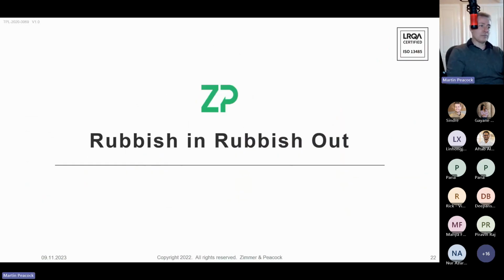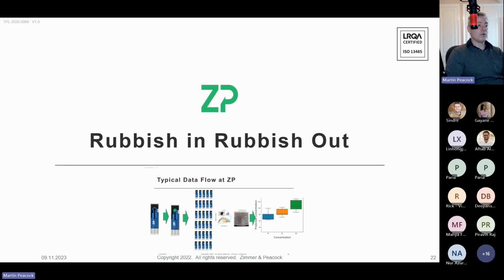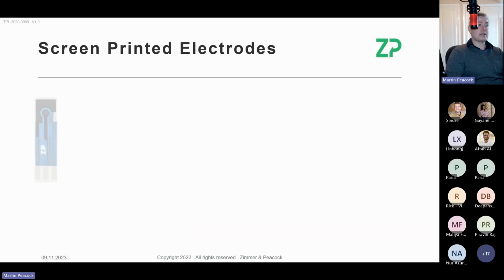because of this idea of rubbish in, rubbish out. Unfortunately, I think what's happening a lot is we want to be quick in our development. My workflow starts with screen printed electrodes, which we functionalize, which we then test, and then we do statistics on it. We do maths on it, linear regression, and we look at what's our median, what's our range, what are our outliers. We do that kind of analysis. But it all starts with the screen printed electrodes.